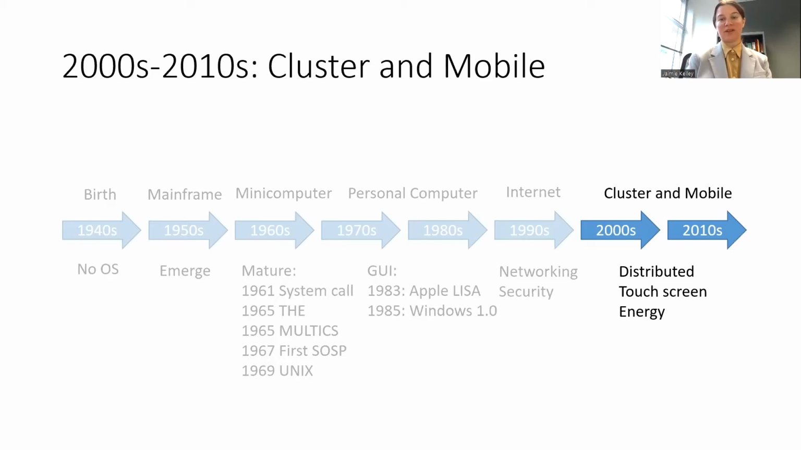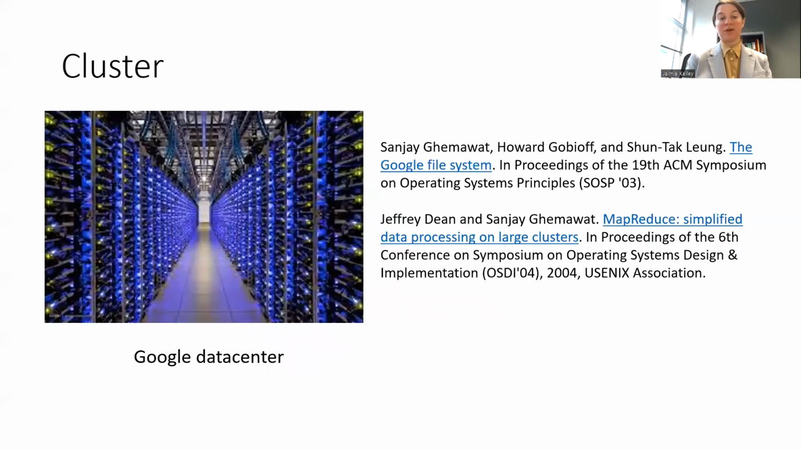2000s and 2010s gave us new innovations in cluster computing and mobile computing. These were distributed. Some of them used touch screens, and they had to pay attention to how much energy they were consuming. This is an example of a cluster in a Google data center. On these large clusters, many hundreds of cores share work.